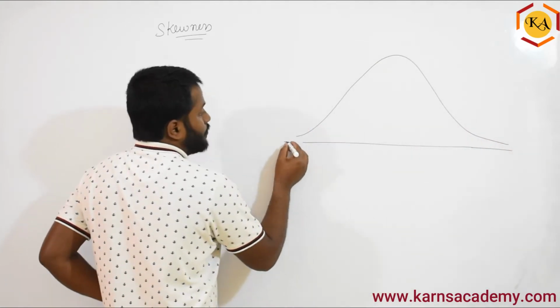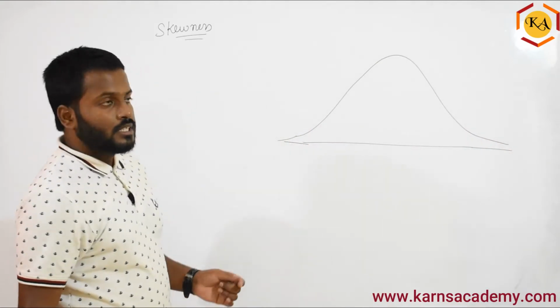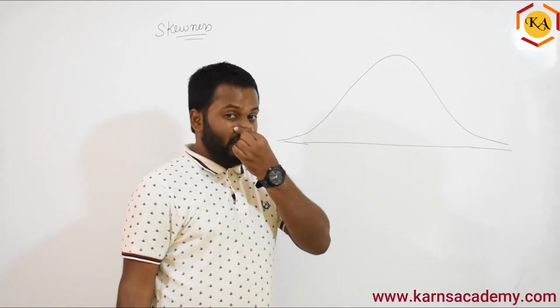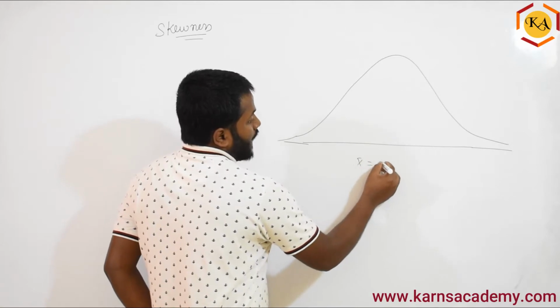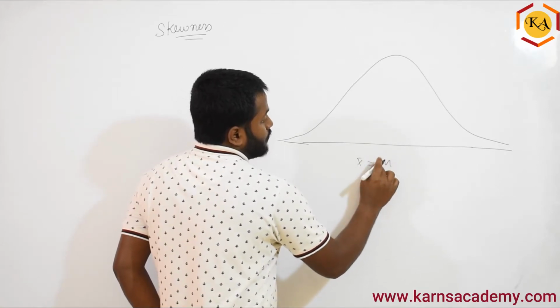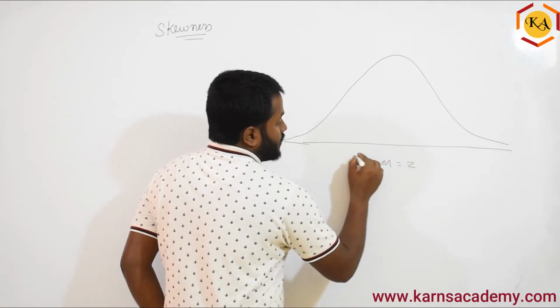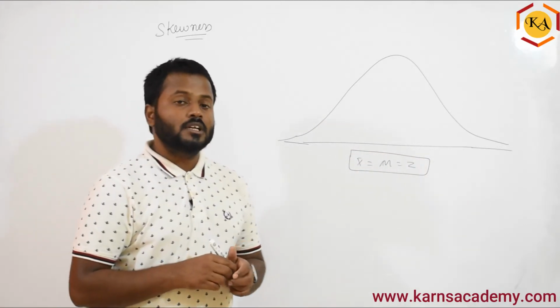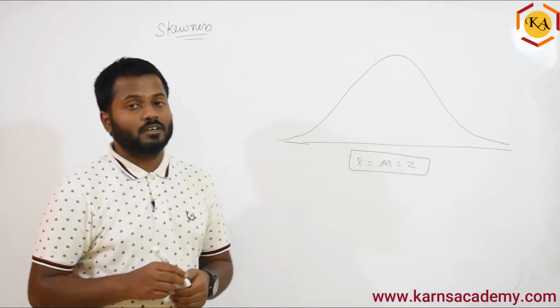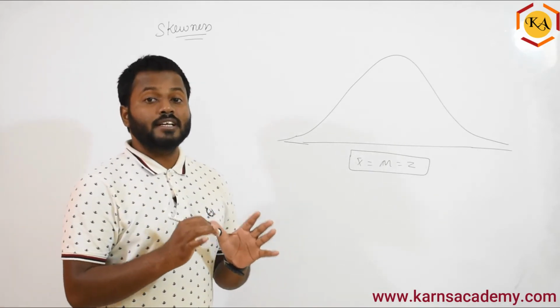It's called a bell-shaped curve. Whenever you have data in the bell-shaped curve, generally the mean, median, and mode, all three are equal. If in a data set mean, median, and mode are all equal, that type of data we call symmetrical data.